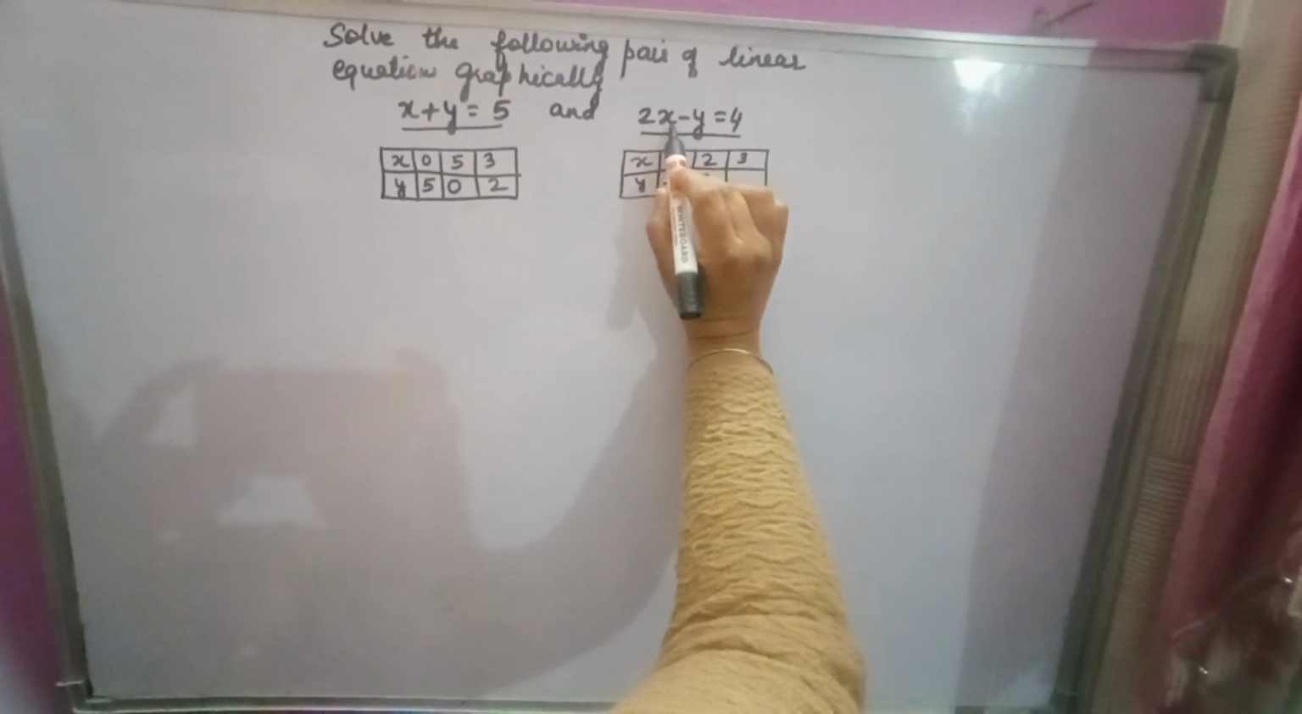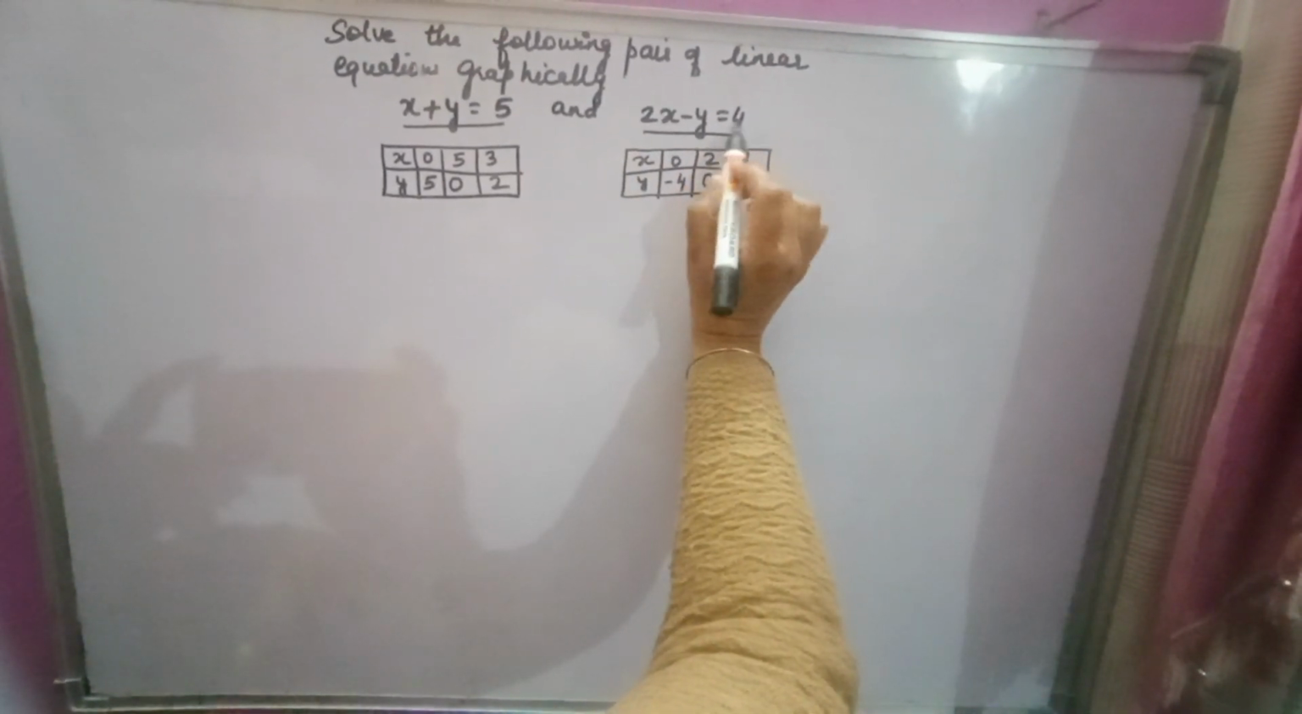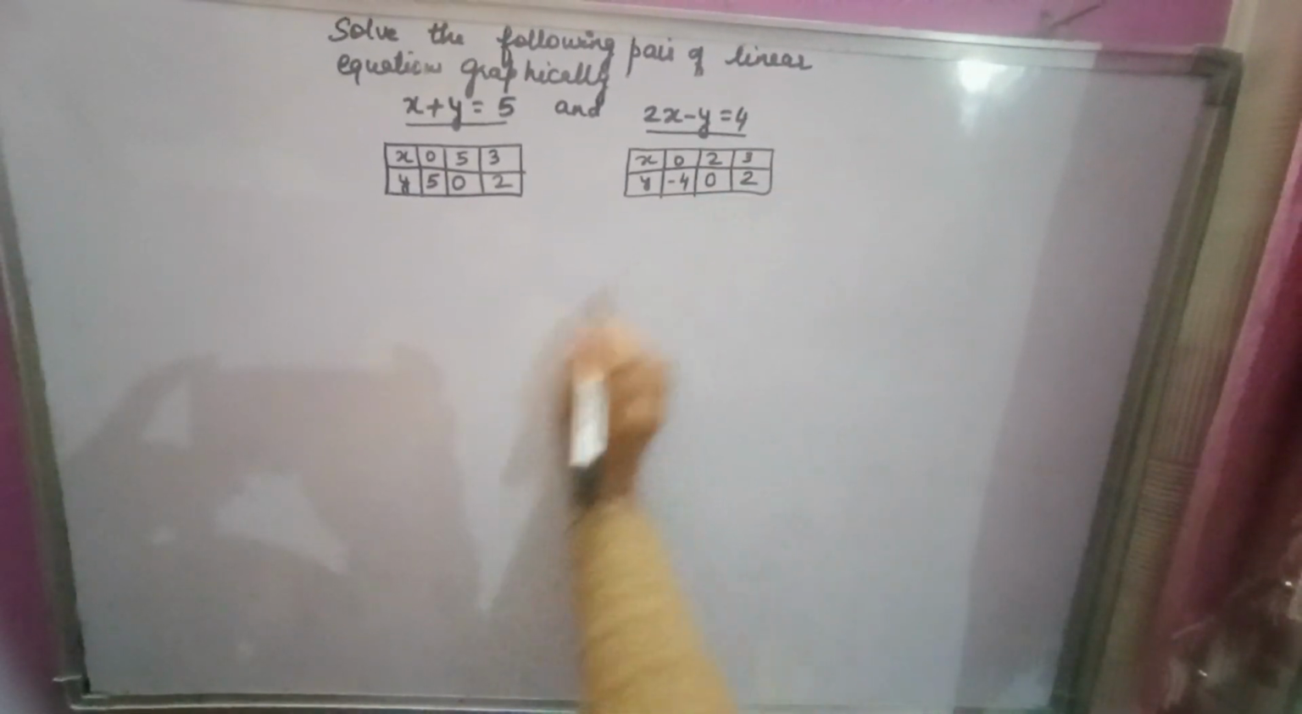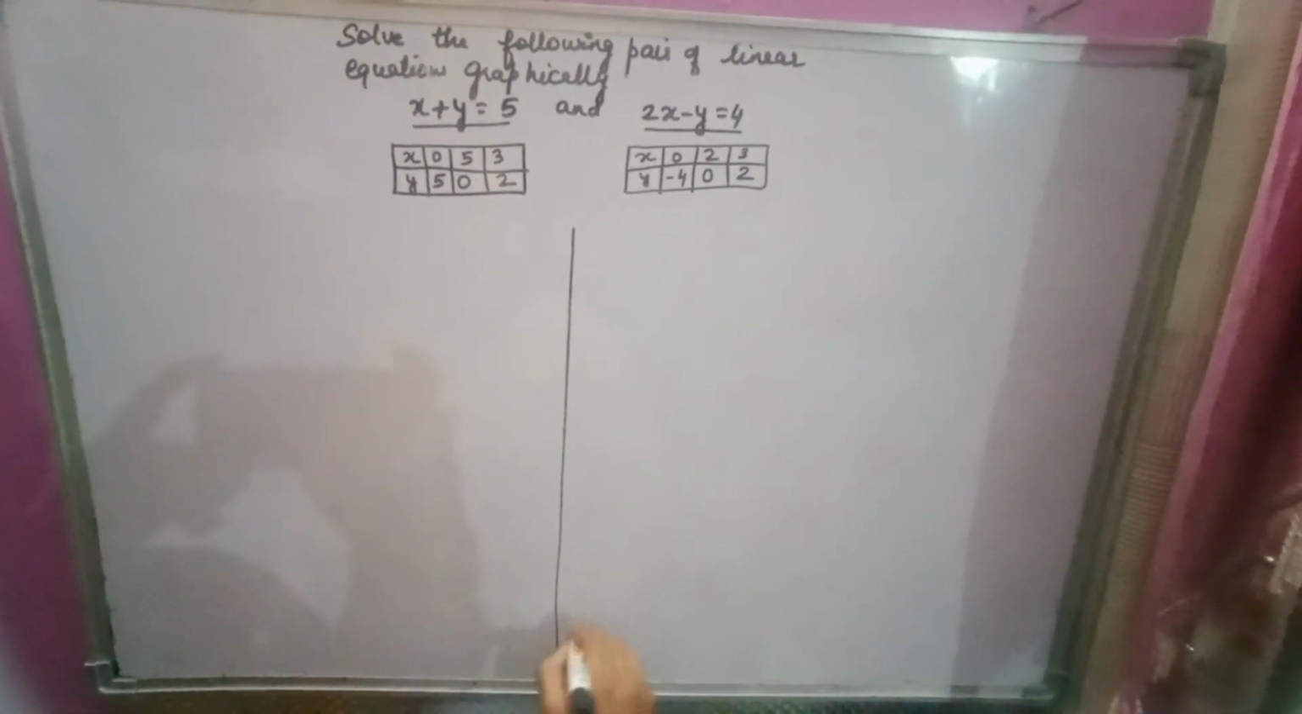Third value, suppose x is equal to 3 you are taking. So 2 into 3, 6. 4 minus 6, minus 2. Minus y is equal to minus 2. So y will come equal to 2. Now you have to plot the graph on the graph paper.